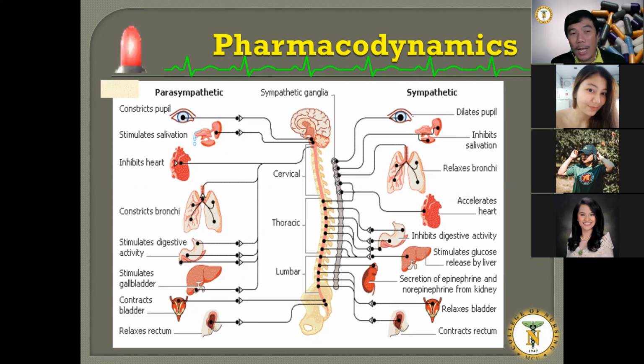So if we're talking about drugs, sympathomimetic is the same as if the drug mimics the action of the parasympathetic nervous system, it's parasympathomimetic. So let's have an example. One example that we may give during an emergency is epinephrine. This is usually administered when the patient experiences cardiac arrest.